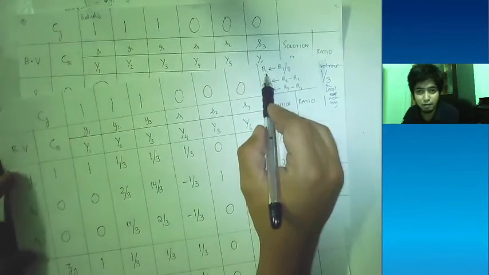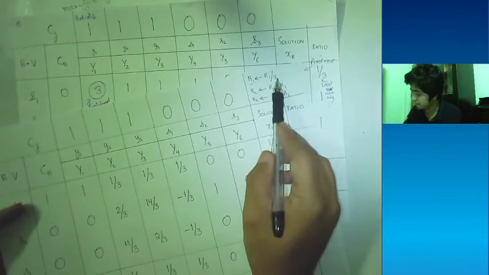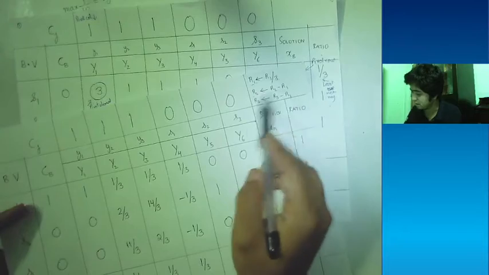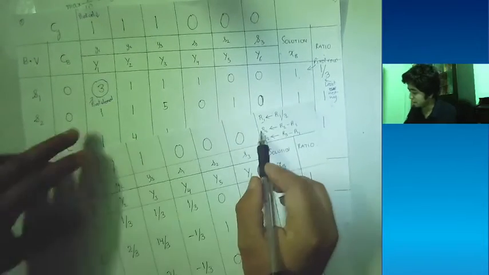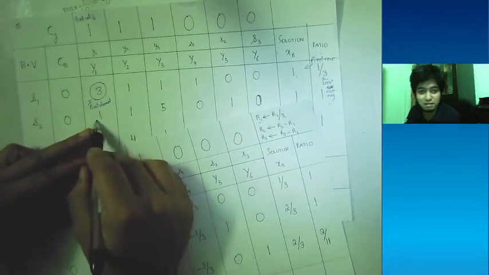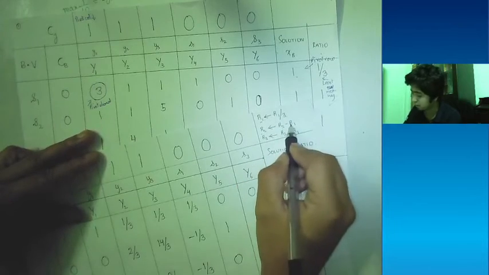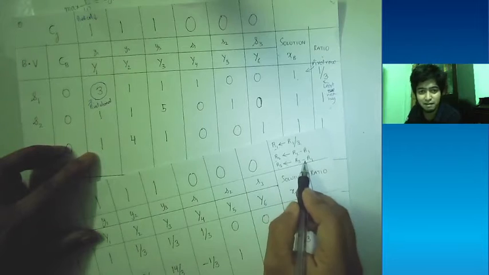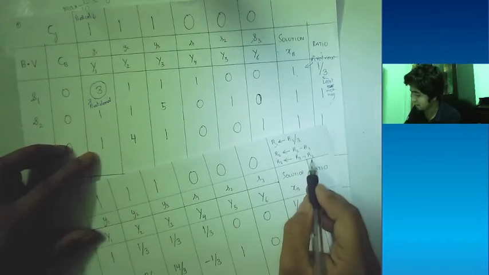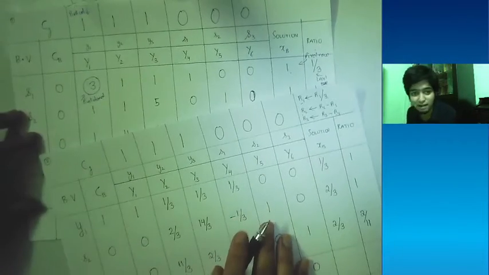Next, what will we do? We will divide the pivot row. The pivot row is the first row, so we will divide it by 3. Similarly, we can do row operations. R2 will be R2 minus 1R1. R3 will be R3 minus 1R1. We are using the pivot row to change R2 and R3.